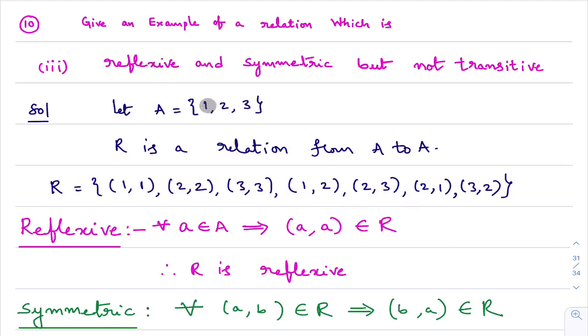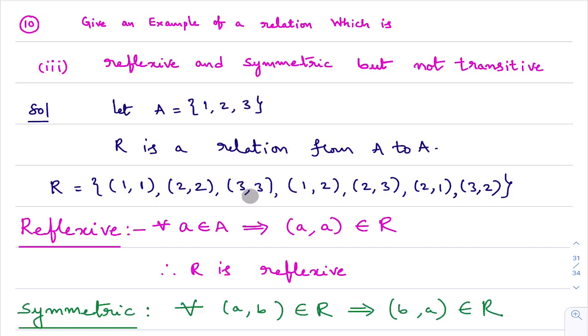You see here 1 is there in set A, 1, 1 is there, very good. With that I cannot say, I need to check for every element in set A. 2 is there in set A. Is ordered pair 2, 2 there in this relation? Yes, it is there. 3 is there in set A. Is ordered pair 3, 3 there in this relation? Yes, it is there. Therefore, this relation is a reflexive relation. See here, when it is reflexive, how am I writing the answer?